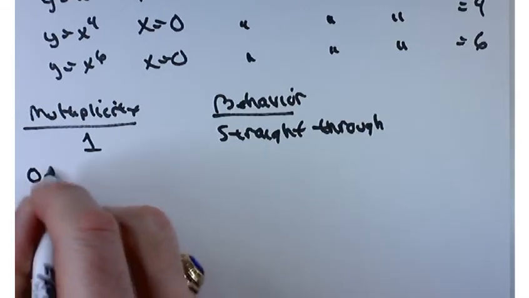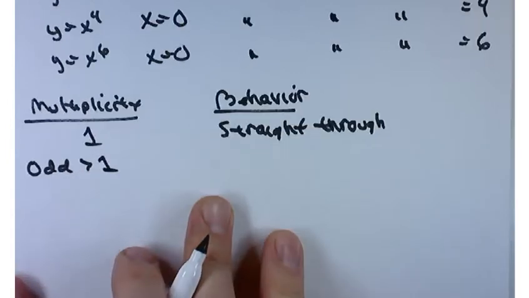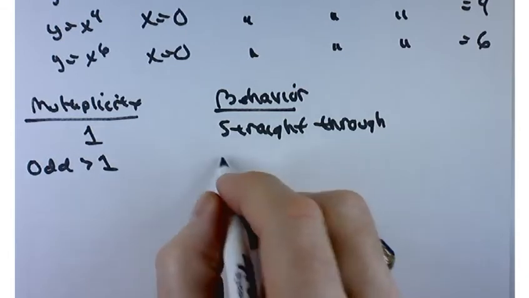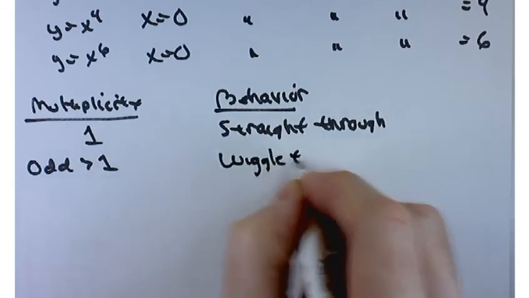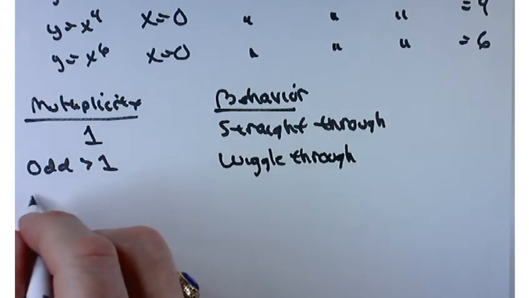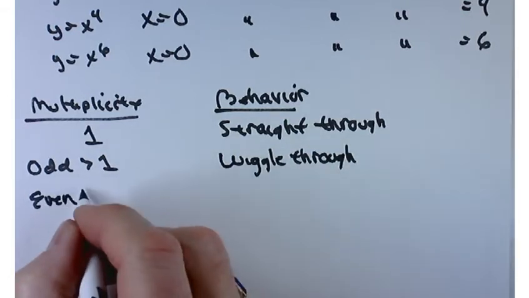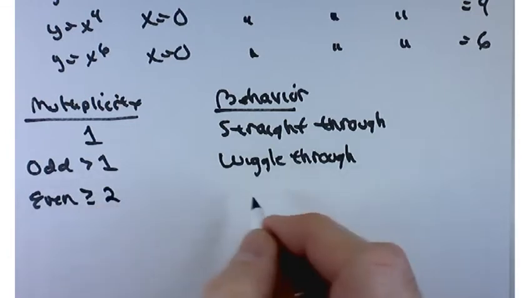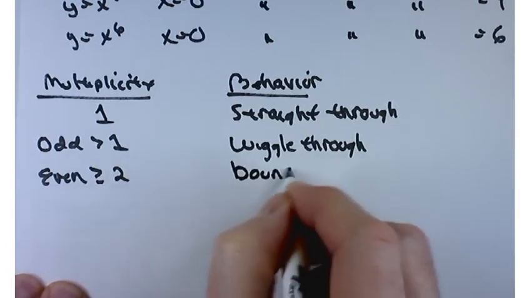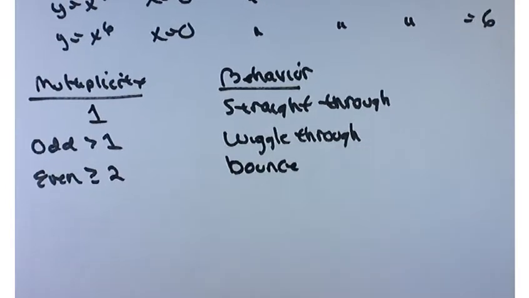If it's an odd degree greater than 1, like 3, 5, 7, 9, then you're going to have a wiggle through. And finally, if you have an even exponent or even multiplicity greater than or equal to 2, what kind of behavior are you going to see? Yeah, the parabola, which has a bounce at that root. So those are your 3 different types of behaviors.